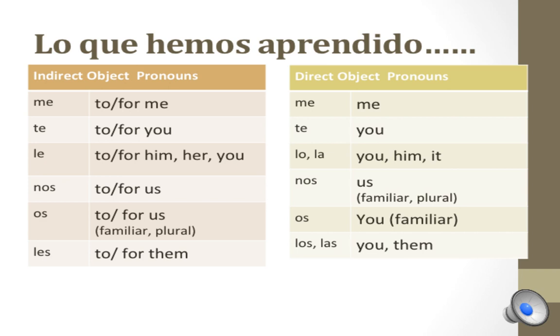You also reviewed the direct object pronouns. The direct object pronoun replaces the direct object in a sentence and it answers the question who or what. Where the indirect object pronoun answers the question to whom or for whom the action of the verb is performed. You have them listed there to the left and the meaning to the right.